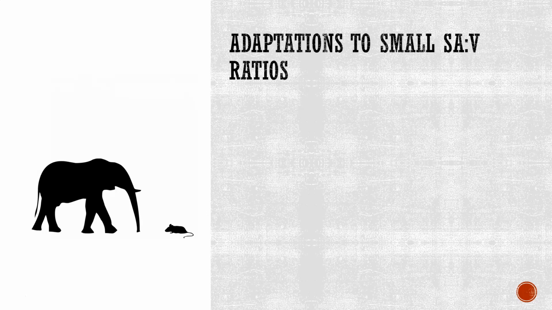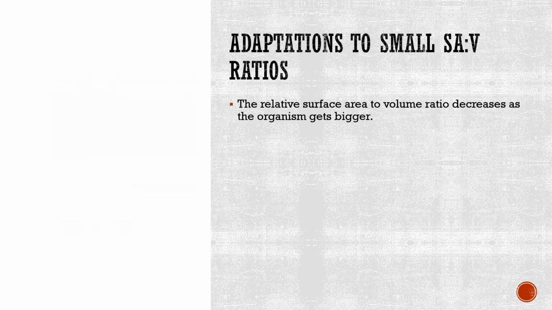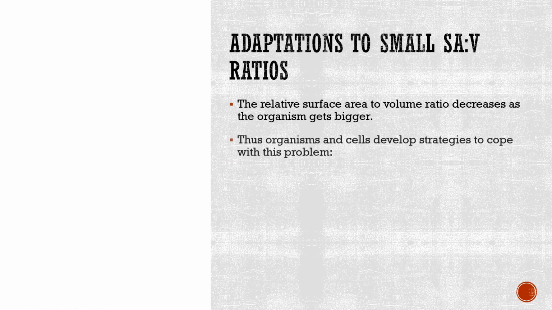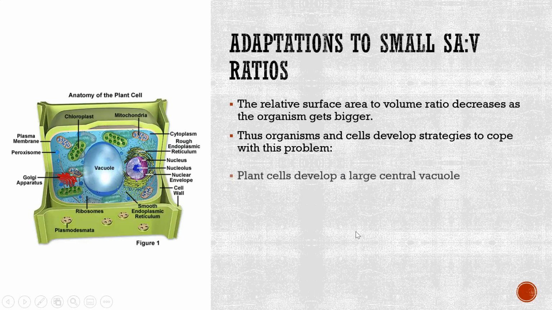Alrighty, so in biology, what are some adaptations to small surface area to volume ratios? So how have some organisms adapted to this? Well, the relative surface area to volume ratio decreases the bigger an organism gets. So an elephant has a smaller surface area to volume ratio than a mouse would. Therefore, organisms and cells develop strategies to cope with this problem.